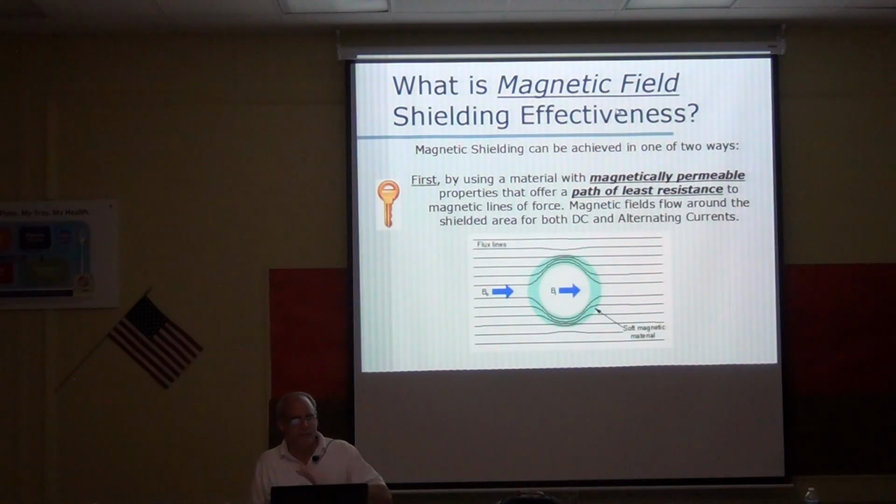But now we have to get into the other side of it, where how do you shield from a magnetic field? Okay, one way of doing that, of the two different ways, is that you can create a sphere and you can use a magnetically permeable material so that the magnetic lines of force, instead of just going straight through it, have a path of least resistance to where it goes around, and then on the inside you end up with a very, very small amount of magnetic field.